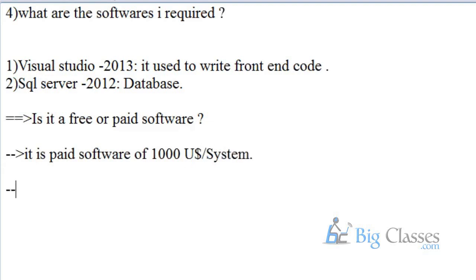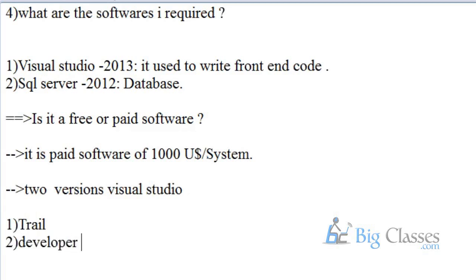But Microsoft is providing two versions of Visual Studio. One is the trial version, the second one is the developer version. The trial version is for those who are practicing, learners, or students. This is free. But if you are doing projects or products, you should have the developer version. So this is a paid one. Developer is paid.